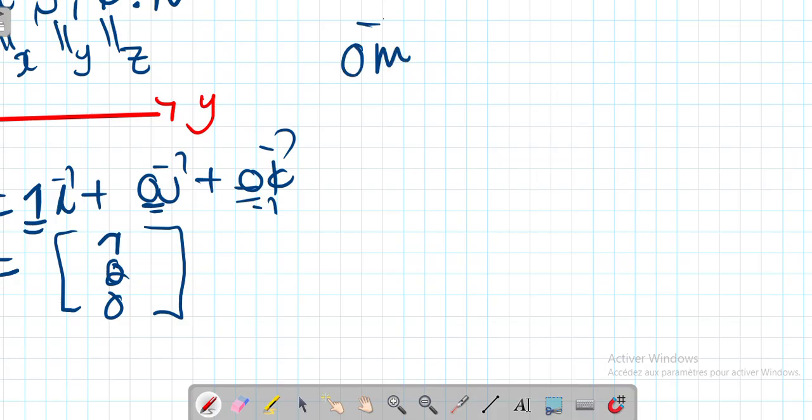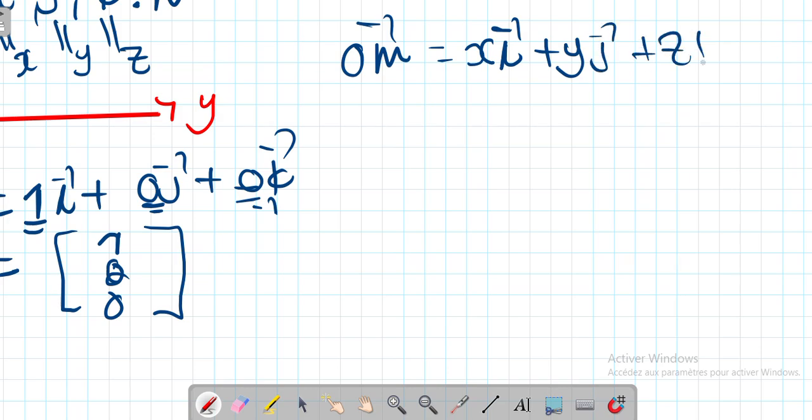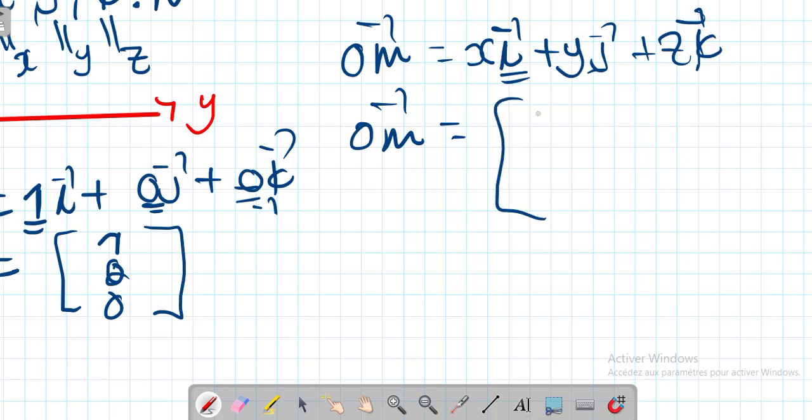Point OM is, since you don't know the exact magnitude in the x direction, you just say x in the direction of E, plus y in the direction of G, plus z in the direction of K. Then, if you don't want to show these unit vectors, you always leave it as a matrix. So this will be x, y, and z.